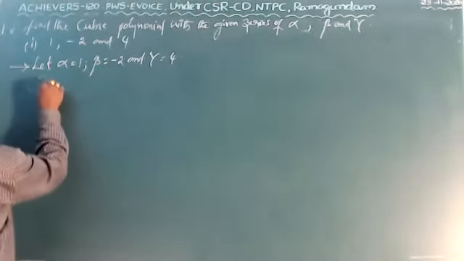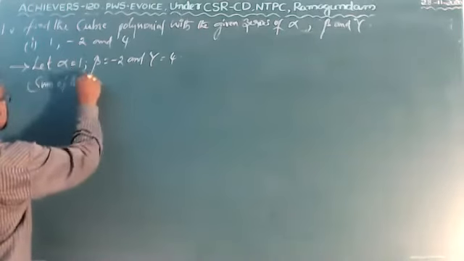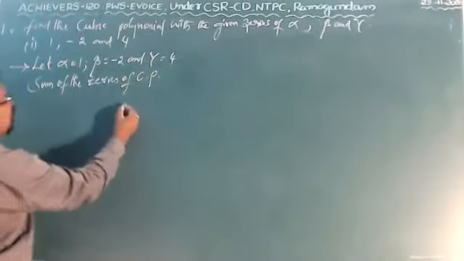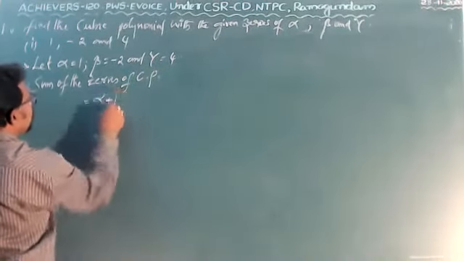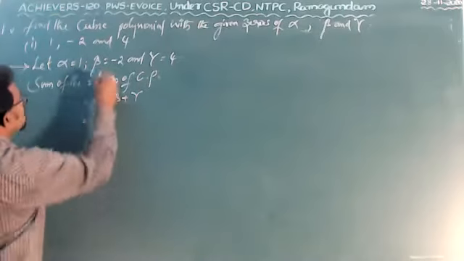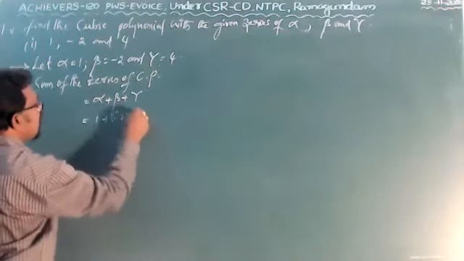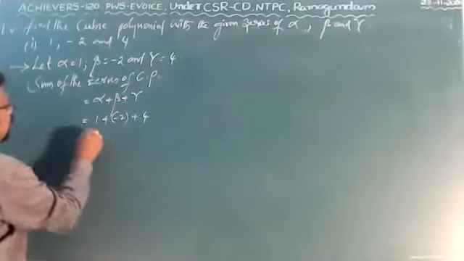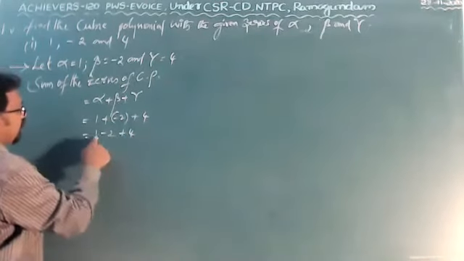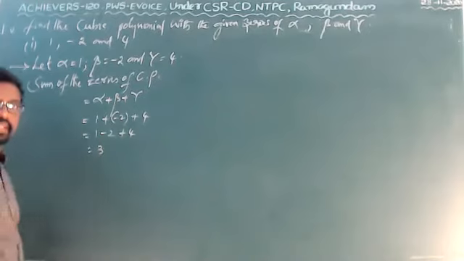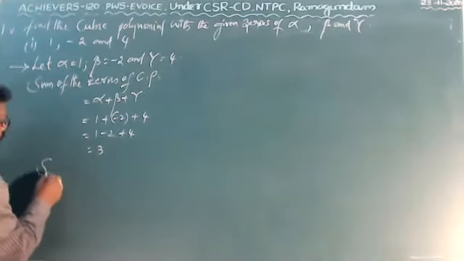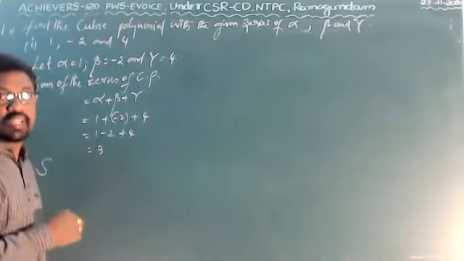Yes, what is the sum of the zeros of the cubic polynomial? What is the formula? Alpha plus beta plus gamma. What is alpha? 1. What is beta? Minus 2. What is gamma? Plus 4. Now 1 minus 2 plus 4. 1 plus 4, 5. 5 minus 2, 3. So same like that. Now what do we have to find? Product of the zeros.